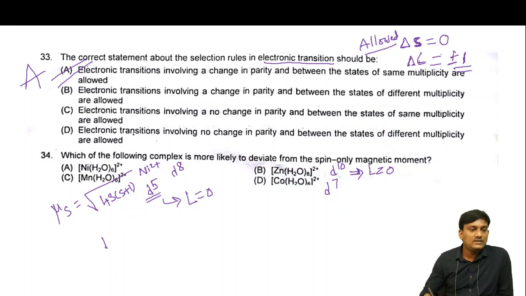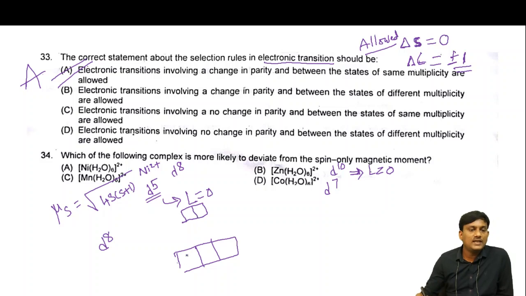Let us compare d8 and d7. In this there is a splitting of orbitals: t2 is a set of orbitals and e is a set of orbitals.